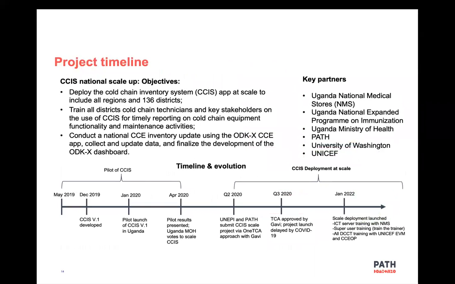Unfortunately, a pandemic happened right there in the middle, so we had a little bit of a 2-year break. But again, the objective was then to deploy the application and system across all 136 districts of Uganda. Conduct a full inventory to update that, and then use the data again just to improve and strengthen the healthcare system through the cold chain, making sure the refrigerators are working, and also tracking the deployment of a lot of the CCEOP equipment that would be coming into the country during this time.